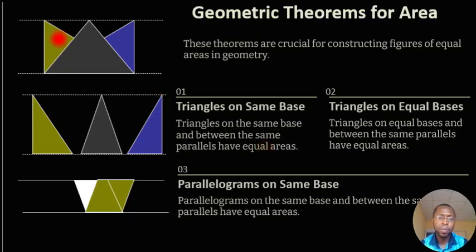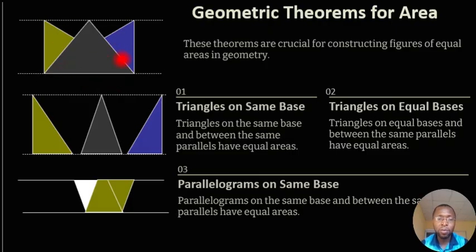Now look at it here. This is the yellow triangle, this is the blue triangle, this is the ash triangle, right? You can see that these three triangles lie on this base here. That means they are all on the same base. Since they are all on the same base, it has been proven that the areas of the three triangles are the same. Not just that they are on the same base, but they are also between the same parallels. These two lines, the line up and the line down, are parallel lines. Remember, parallel lines are lines that can never meet.